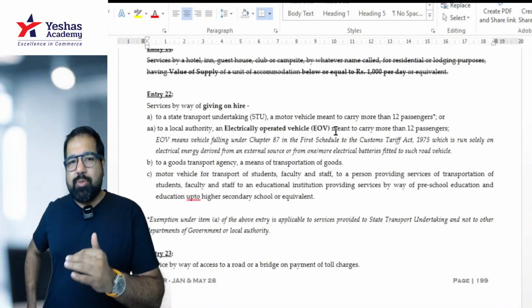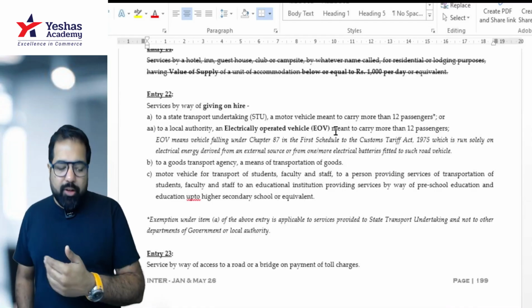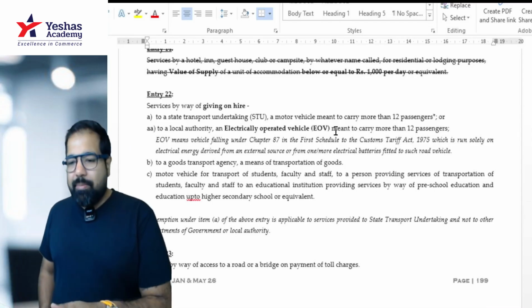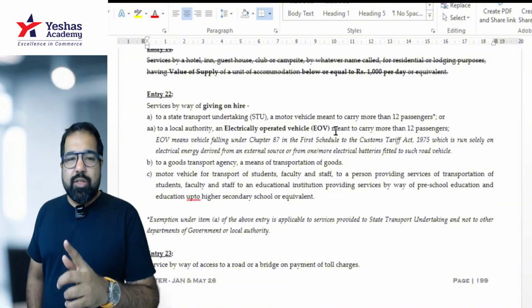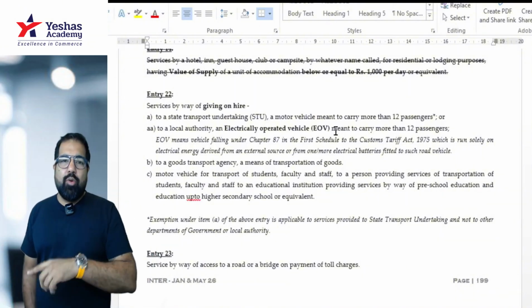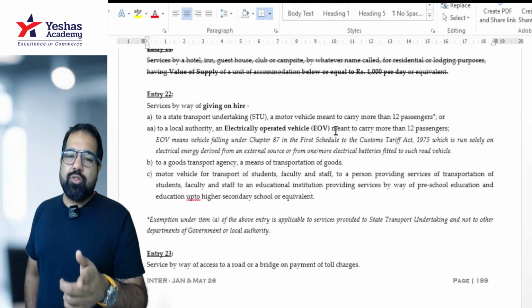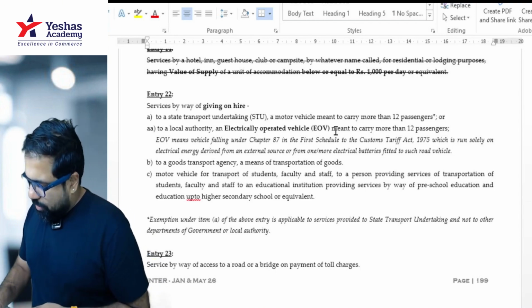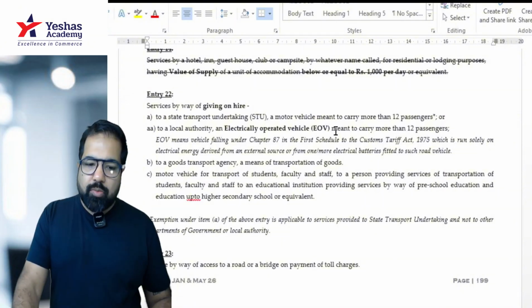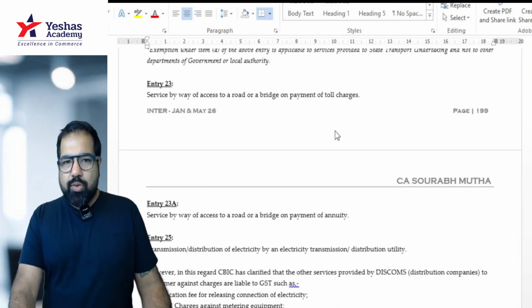If I'm a goods transport vehicle, example a truck, and I'm giving it on rent, there will be no GST. And if it's a passenger transport vehicle, more than 12 passengers, I'm giving it on rent, again there is no GST, but condition. It should be given to a state transport undertaking. And if it's given to a local authority, that truck or that bus should be an electric bus. These are miscellaneous ones. We've discussed all this in the class. I'm just recapping it for you, the important ones. Toll, there is no GST.